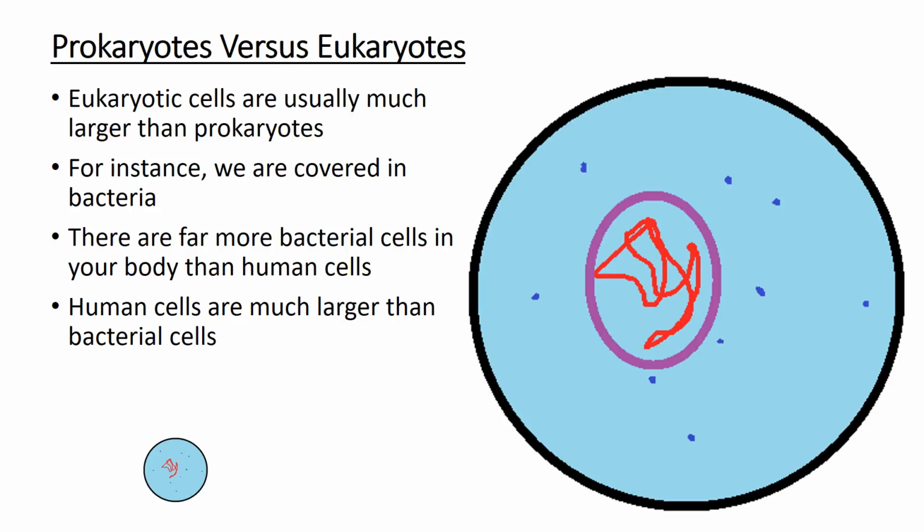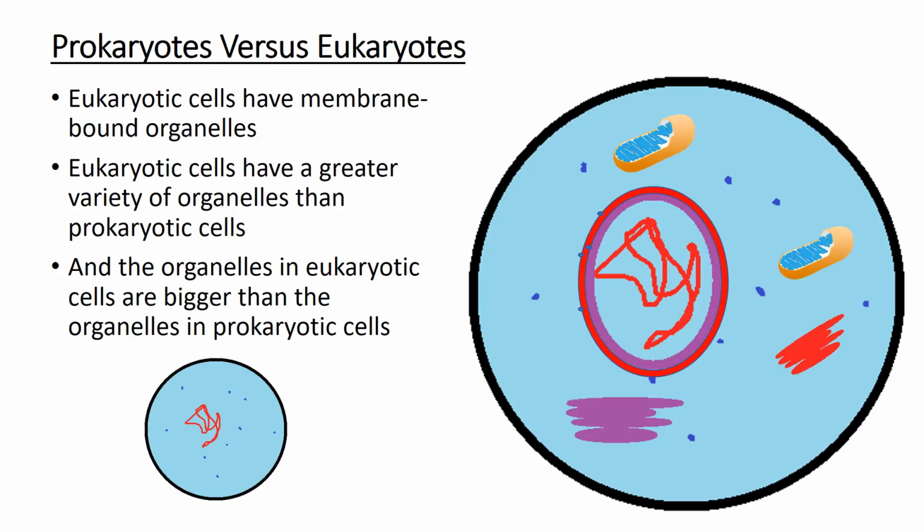Eukaryotic cells are usually much larger than prokaryotes. The image on the right represents a eukaryotic cell, and the image on the left represents a prokaryote. Humans are covered in bacteria. There's something like 10 times as many bacterial cells in a human body as there are human cells. And if that's true, why don't we look like giant blobs of bacteria if there are so many more bacterial cells than human cells? The reason is human cells are much larger than bacterial cells because human cells are eukaryotic, whereas bacterial cells are prokaryotic.